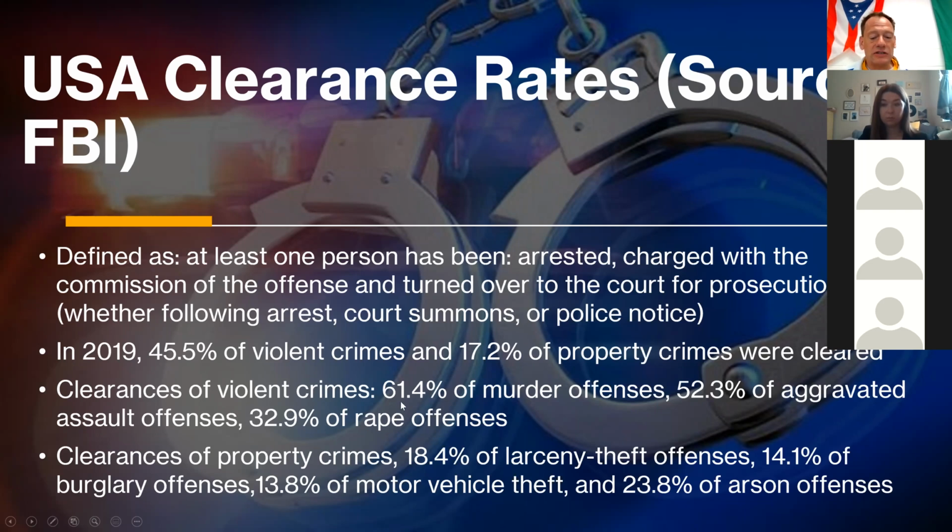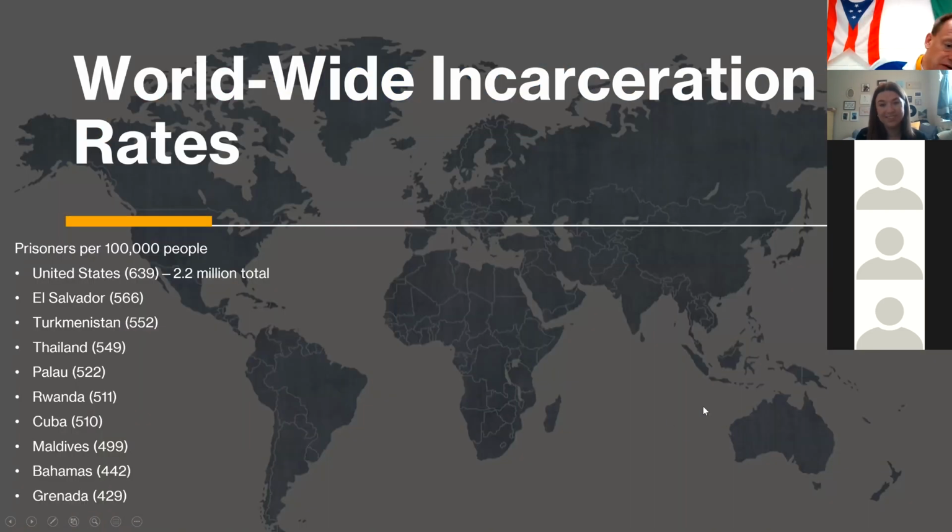Now, of violent crimes, 61% of murder crimes were cleared. 52.3% of aggravated assaults and 32.9% of rape cases were cleared. Now, these are things that are reported to the police. Not every crime is obviously reported to the police. So these are just the ones that are reported to them. Property crimes: only 18.4% of larceny theft offenses are cleared. 14.1% of burglary, 13.8% of motor vehicle theft, and 23.8% of arson crimes. So I guess if you're looking at this, I don't think any of you have a desire to be a criminal, but if you're going to be a criminal, if you look at the statistics, steal cars, because that's the easiest one to get away with, it looks like. Please don't repeat that to your parents that I gave you that advice.